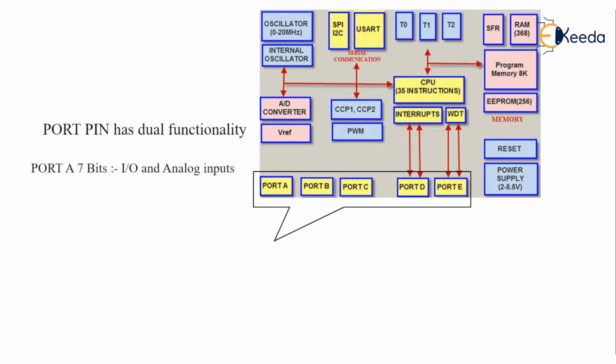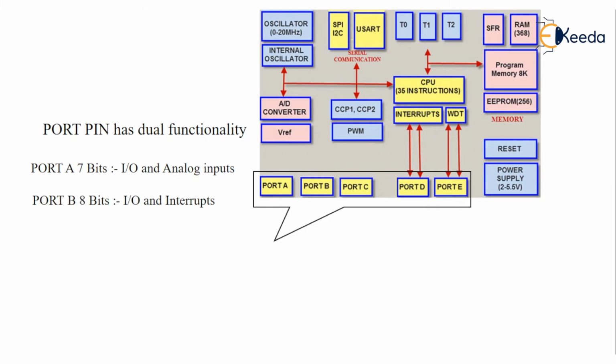Port A comes with 7 bits, that means 7 pins are assigned for port A. The function of port A is IO and analog inputs. What is meant by IO? IO is nothing but input output. That means you can interface input as well as output devices. Analog inputs means, we know any sensor output is analog. Microcontroller knows only machine language, so we have to convert that analog value into digital value. So if you want to interface any analog inputs, you can interface on port A.